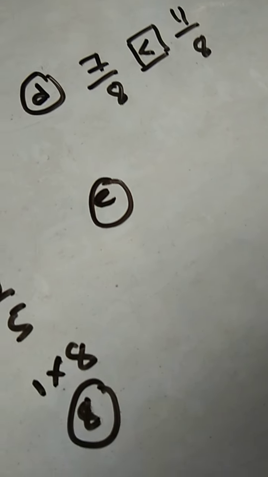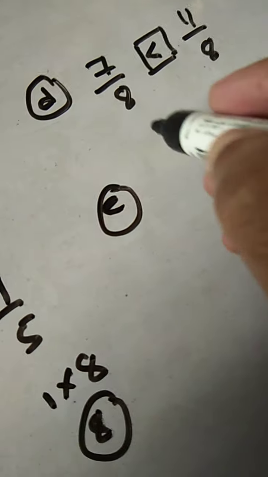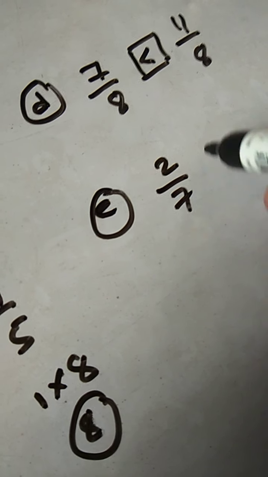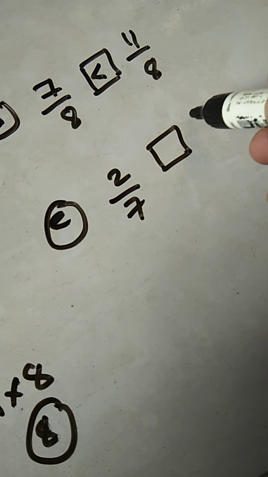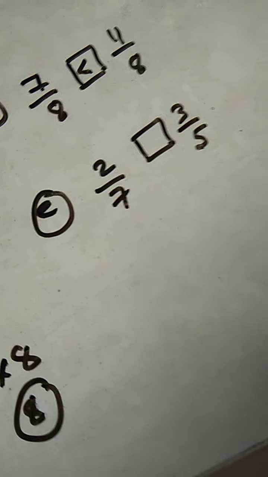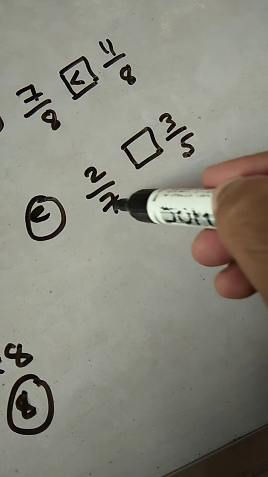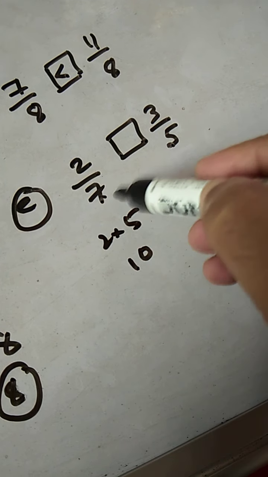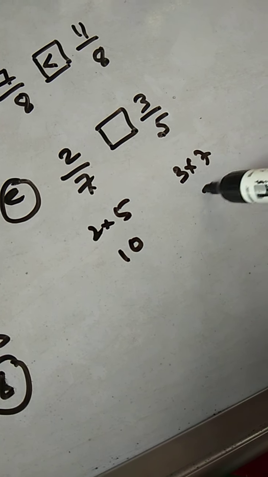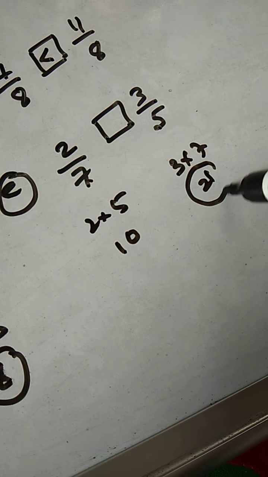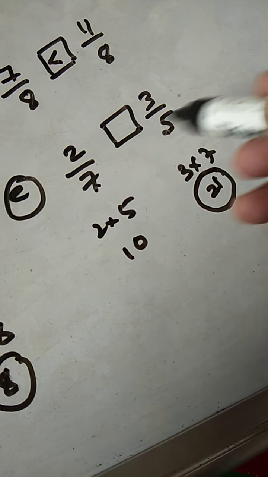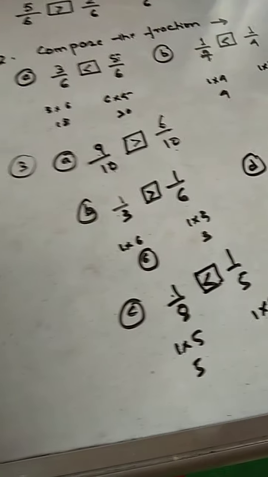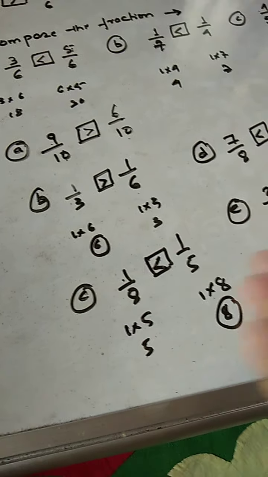Okay. Now let's see another one, that is 2 by 7 and 3 by 5. Fine. So what you have to do, see again the denominator is different, so 2 into 5 is what, 10, and this side 3 into 7 is what, 21. Now which side is greater? This side, right hand side, so we'll put right hand side. So these are 5 examples I've given. You can give your own examples also.